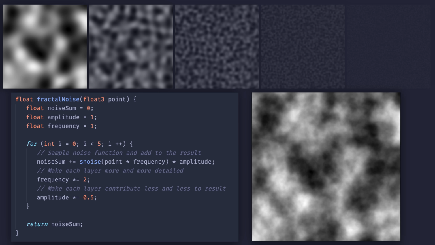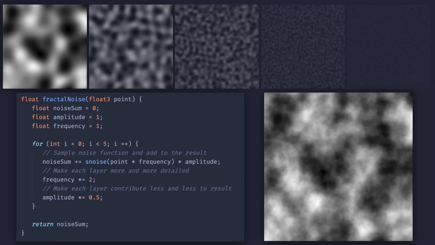Anyway, we can make multiple layers of increasing detail by spacing the sample points further and further apart each time. If we combine all these layers into one, well, it's a bit of a mess, but if we make it so that each layer contributes less and less to the overall result, we get some nice structured and detailed noise out of it. The code for that looks like this. We can do some fun things with it.